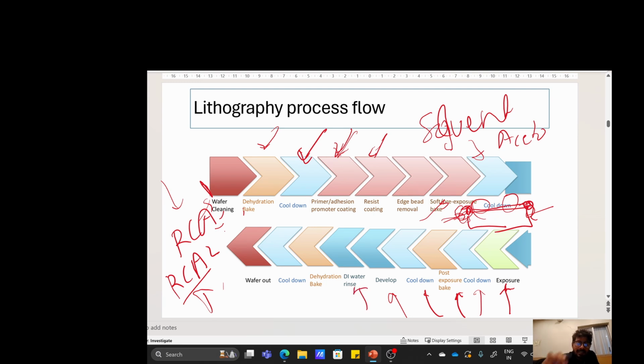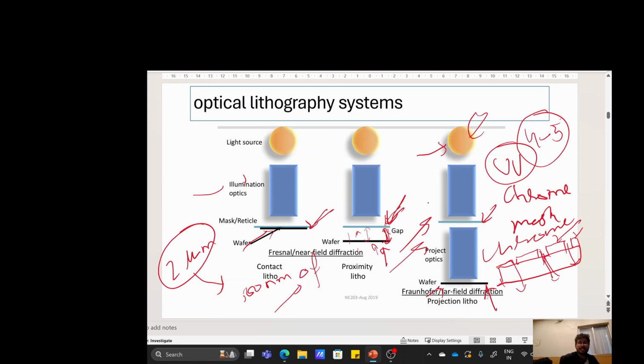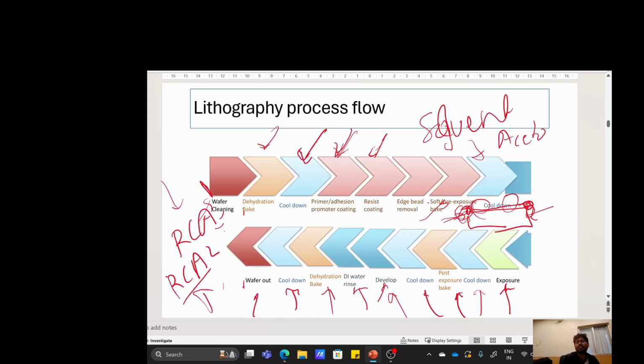Then finally we rinse with DI to remove the developer solution, otherwise it will do over etching. Then we do the dehydration bake after rinsing with DI, and then cool down, and the wafer is out, and we can do the next process. This is the process that will give you this pattern. From a single wafer to this point, these many steps you need to follow.